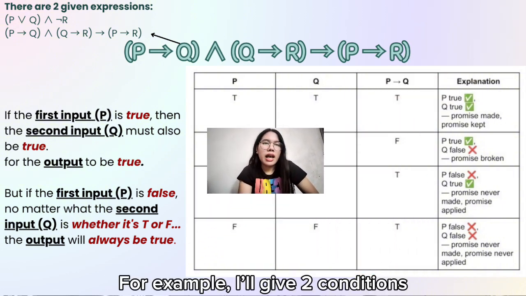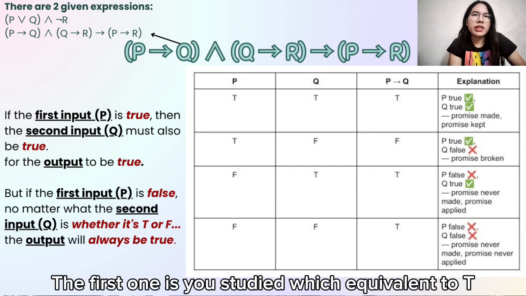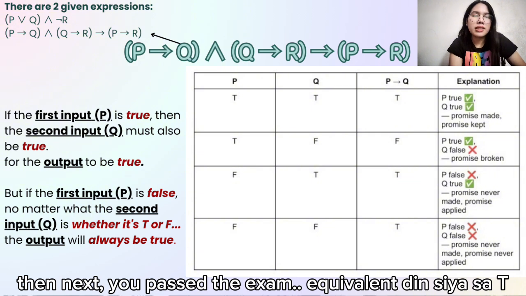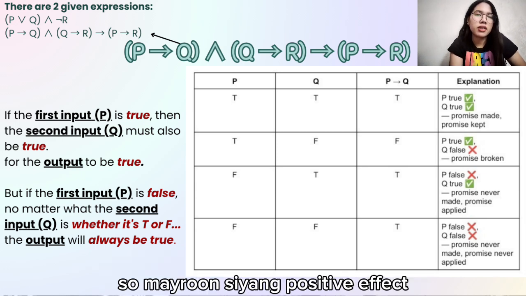For example, I'll give two conditions. The first one is you studied, which is equivalent to T. Then next, you passed the exam, equivalent din siya sa T. So, yung magiging output niya is T kasi nag-aral ka, then nakapasa ka sa exam. So, meron siyang positive effect.